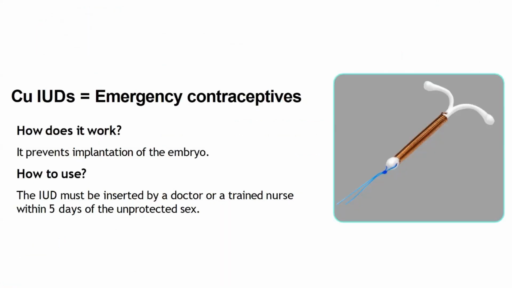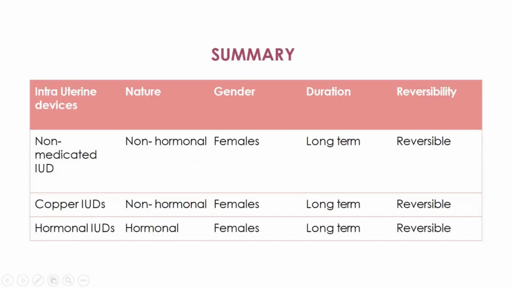So copper IUDs or emergency contraceptives prevent the implantation of the embryo. If the IUD is inserted by the doctor or trained nurse within 5 days of unprotected sex, that will prevent the implantation. We know the embryo has to develop so that after 3 days it will reach the uterus for implantation. So within that time period, we need to insert these copper IUDs so that implantation cannot happen.